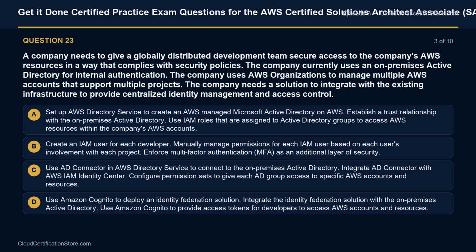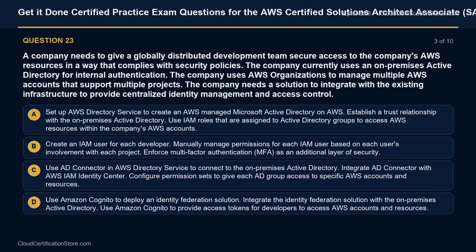Option A. Set up AWS Directory Service to create an AWS-managed Microsoft Active Directory on AWS. Establish a trust relationship with the on-premises Active Directory. Use IAM roles that are assigned to Active Directory groups to access AWS resources within the company's AWS accounts. Option B. Create an IAM user for each developer. Manually manage permissions for each IAM user based on each user's involvement with each project. Enforce multi-factor authentication, MFA, as an additional layer of security.